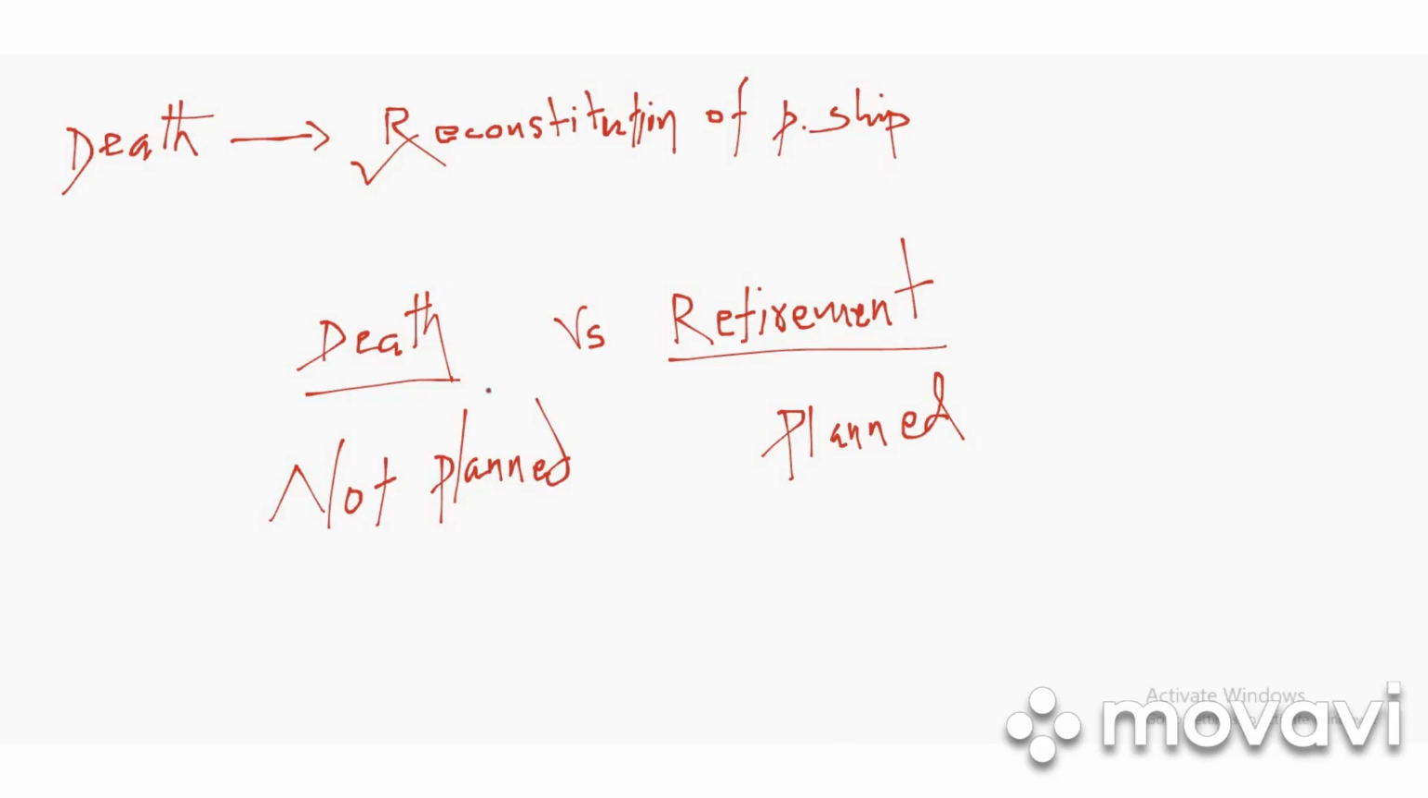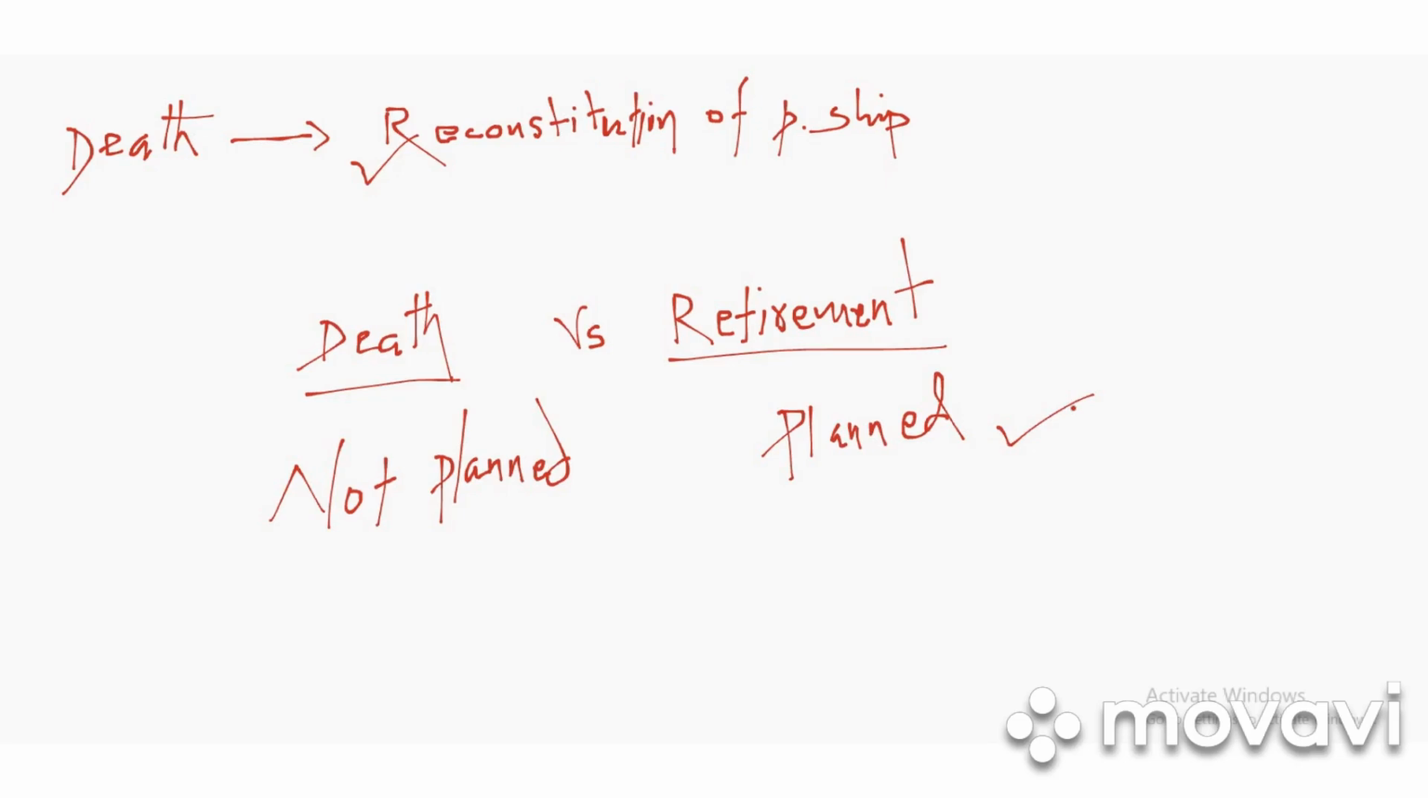Now if you see the basic difference between death and retirement, you can see one major difference here on the board: retirement is of course planned. The existing partners can plan one partner's retirement. So when they plan this retirement, normally it happens at the end of an accounting period for convenience, so that they can close the books very easily, and they can also calculate the total amount due to the retiring partner very easily.